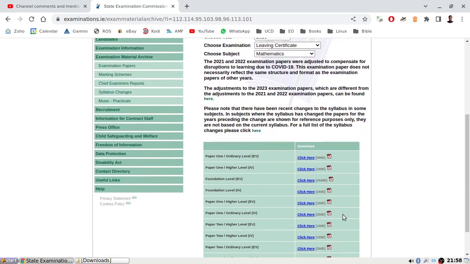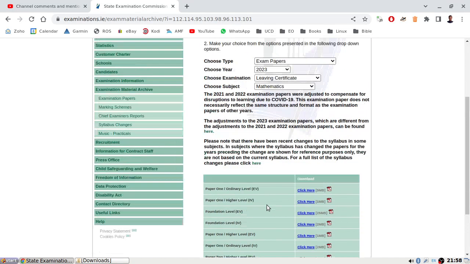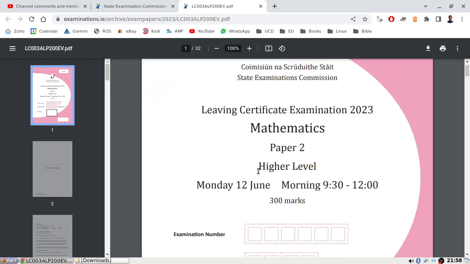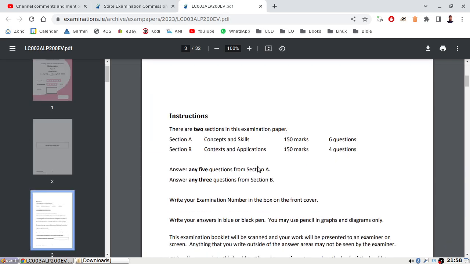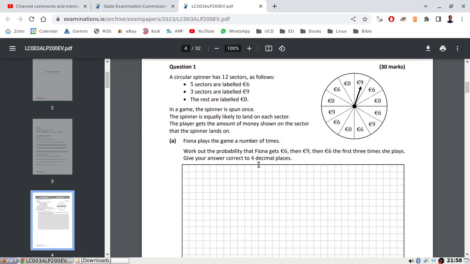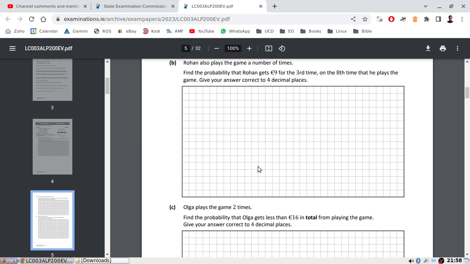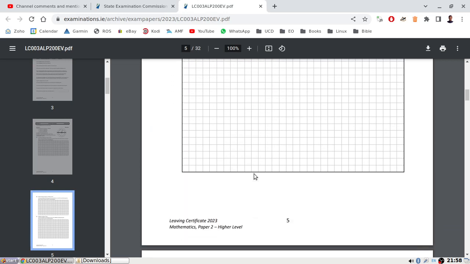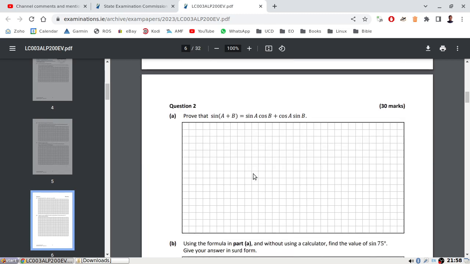So just some parting thoughts here on Paper 2, Higher Level English version about the paper. Number 1, I made a small mistake, I think, in part C. I noted that it's a calculator error or something. I know it's noted in the table.